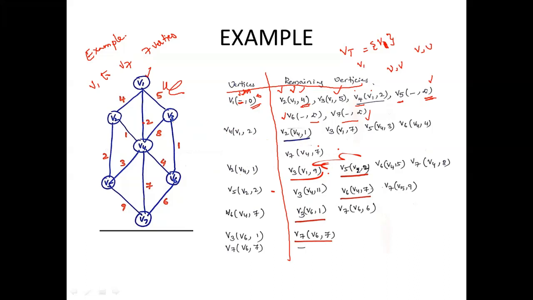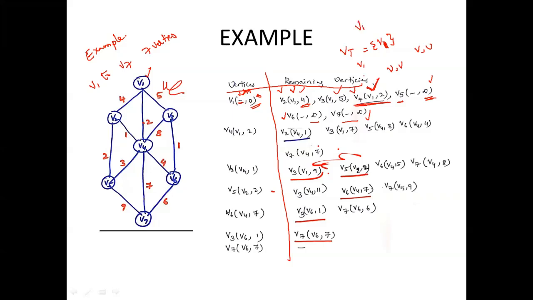After this, we have to find the edge with the minimum cost. Among all these edges, we can see that this will be the minimum cost. So now you can consider this vertex and include it into your VT.